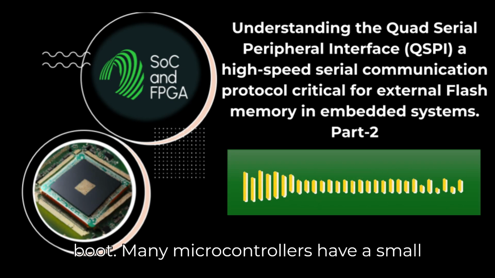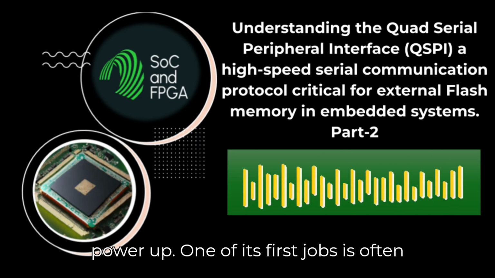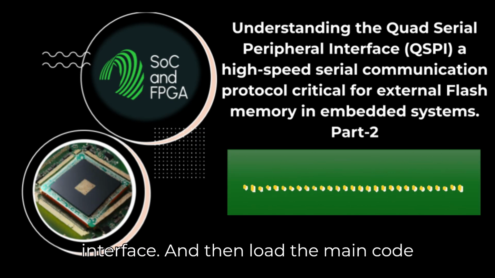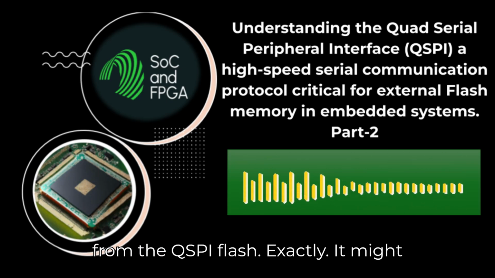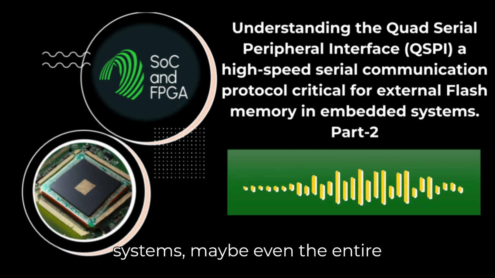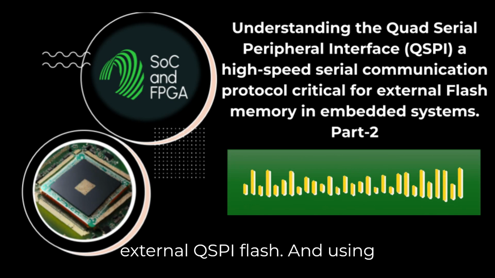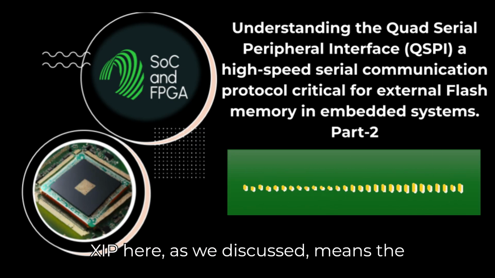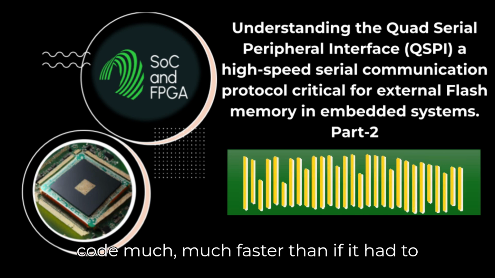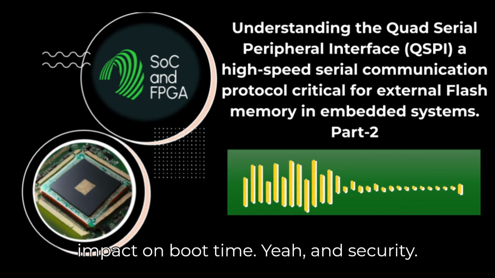Many microcontrollers have a small internal boot ROM code that runs right on power-up. One of its first jobs is often to initialize the external QSPI interface. And then load the main code from the QSPI flash. Exactly. It might load the main bootloader, or in simpler systems, maybe even the entire application code directly from that external QSPI flash. And using XIP here, as we discussed, means the system can start executing that external code much, much faster than if it had to copy everything into RAM first. Big impact on boot time.